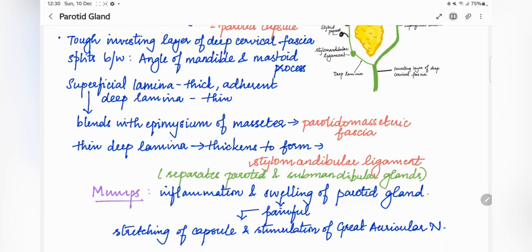So this pain is usually increased at meal time due to the increased secretions in the parotid gland, which further increases the turgor within the capsule. But after the meal, this pain recedes.